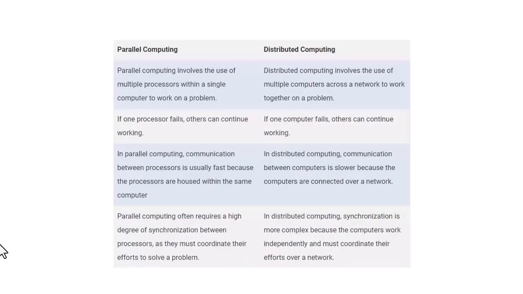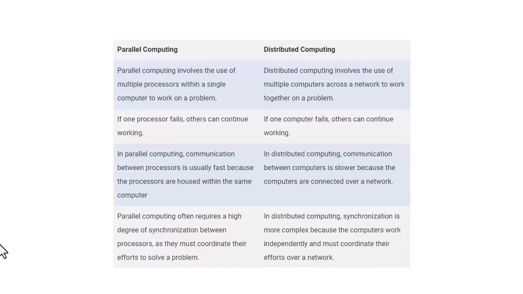Parallel computing involves the use of multiple processors within a single computer to work on a problem, while distributed computing involves the use of multiple computers across a network to work together on a problem. If one processor fails, others can continue working. This means inside a computer, if one processor is not working, the performance will be affected, but the computer will still work. While if one computer fails, others can continue working.